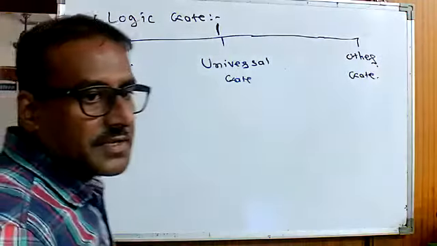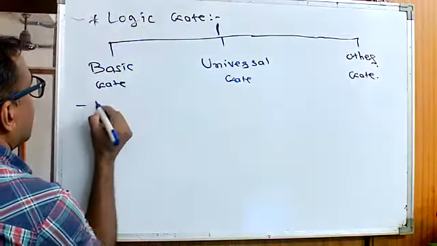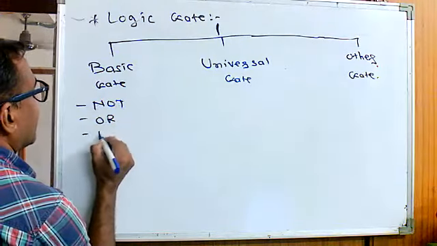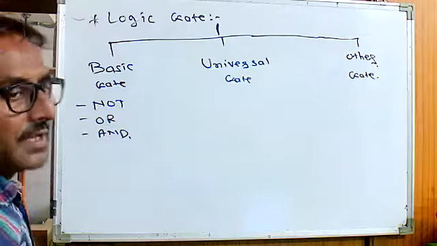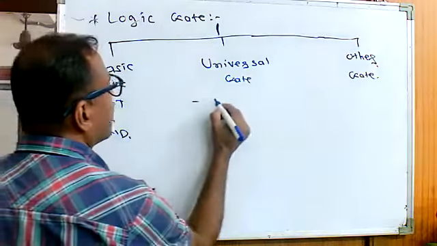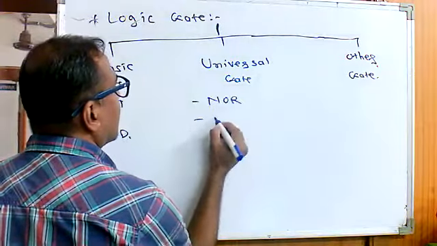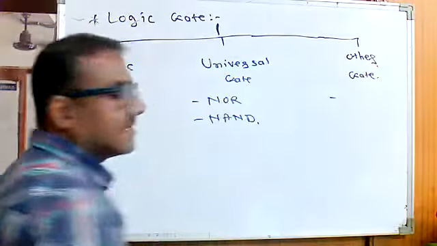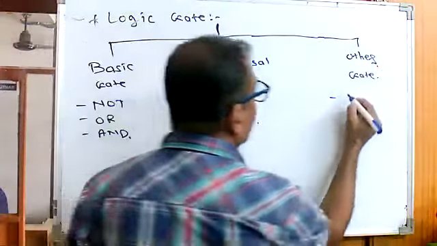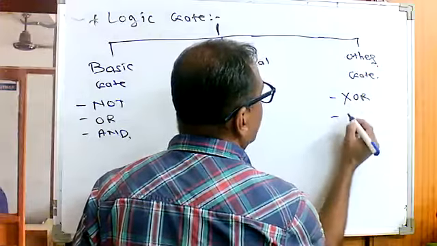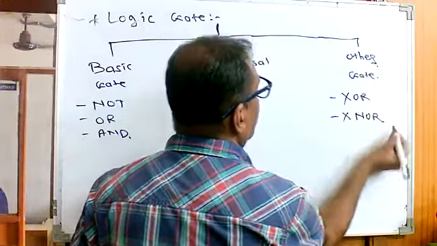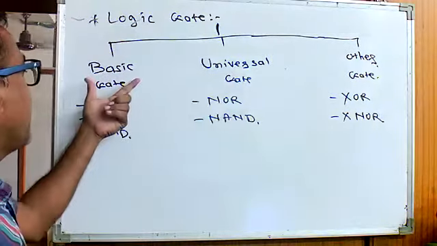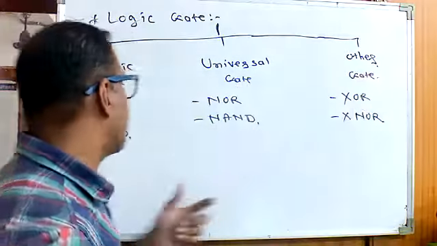The basic gate has three parts: NOT gate, OR gate, AND gate. Universal has two parts: NOR and NAND. Others gate has two parts: XOR, XNOR. The logic gate is divided into three parts: basic gate, universal gate, others gate.